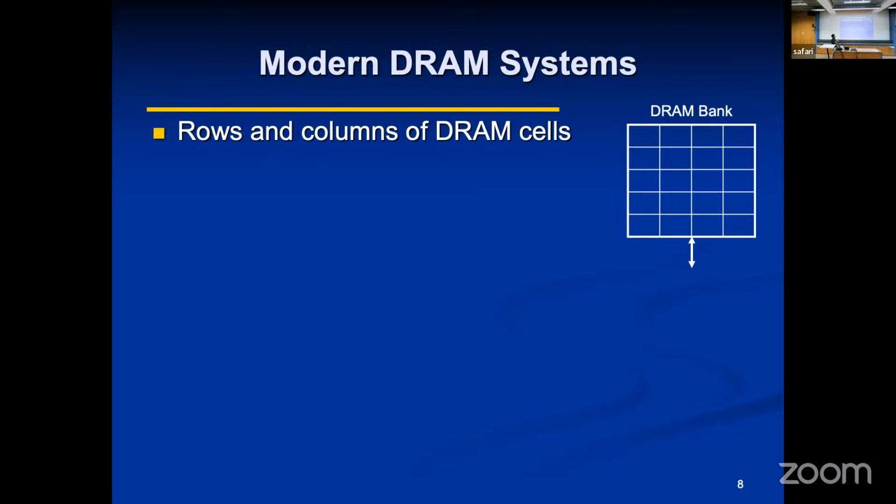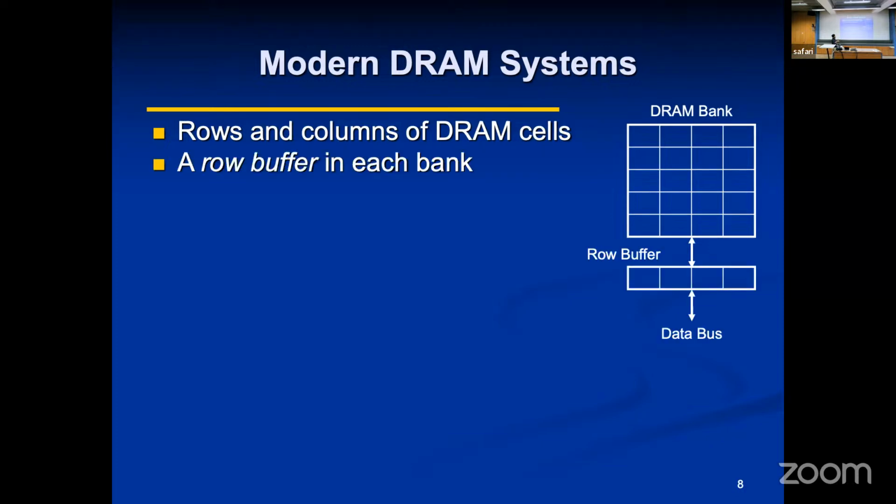Before moving into this work, I guess you already know this, but I'm just going to reiterate. DRAMs are typically organized like this: you have rows and columns of DRAM cells, and each DRAM bank has something called a row buffer. When we are reading a DRAM bank, we don't read a single cell, we read the entirety of the row, and we put it into the row buffer.